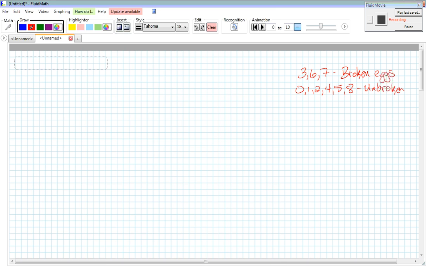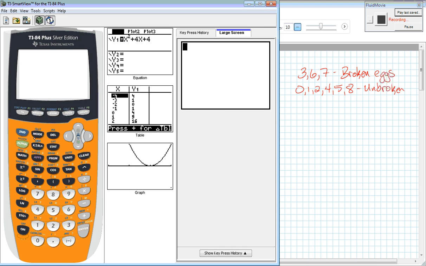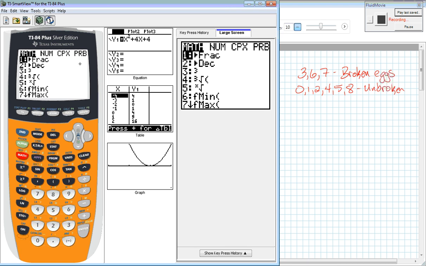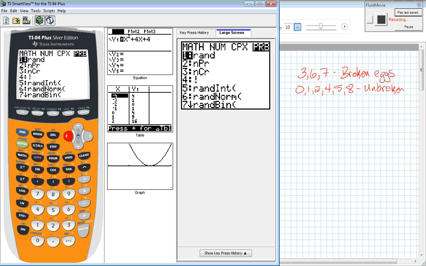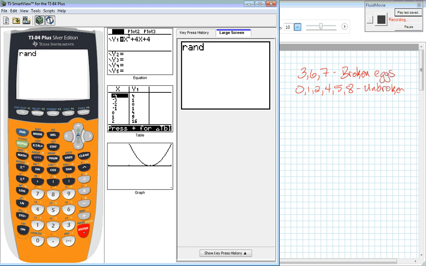Okay, so now we're going to bring up our calculator. We're going to go to math. We're going to go over to probability. We're going to select rand. And this is a random number generator. Now, if we take a look here, our first 3 digits, 1, 4, and 6. Now, they don't contain the digit we discarded. So we can take these as being a randomly generated sample of 3 numbers. So 1, 4, and 6.